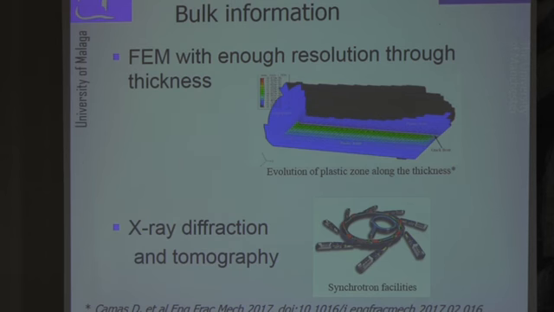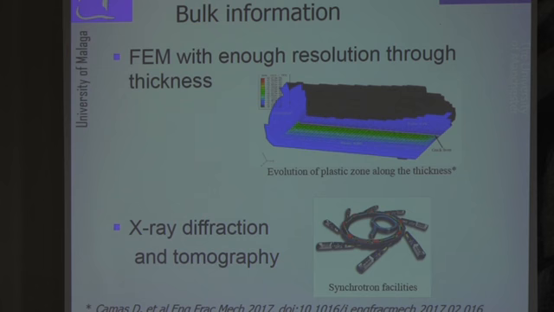If we have a thin specimen or thin structure, then this is fine. But when we have a thick specimen, then what happens on the surface is not necessarily representative of what's going on inside. So for that, we need another type of technique. One that has already been spoken about here is the finite element method. So provided we have fine enough meshing through the thickness, then we can get information from the thickness.